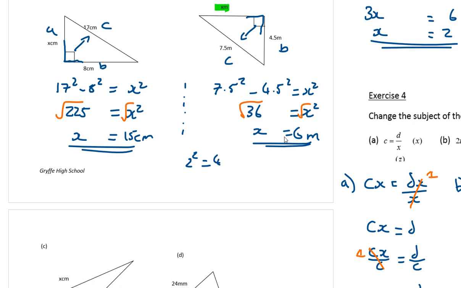2 squared is 4. So that means that the square root of 4 is equal to 2. 3 squared is equal to 9. So that means that the square root of 9 is equal to 3, because it's saying what times what gives me 9. So try and get used to thinking about those numbers as well. But yeah, that's a bit of Pythagoras.